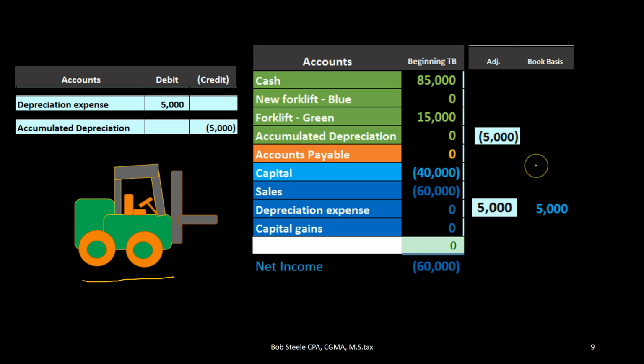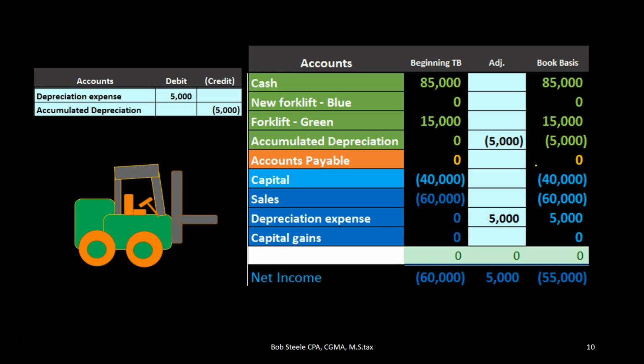And it makes the accumulated depreciation go up in the credit direction to $5,000. So if we looked at the total books, what does that mean? It means that our book value now is 15 minus the 5. So the way we calculate book value is the cost minus the accumulated depreciation. Therefore, the book value now is $10,000.